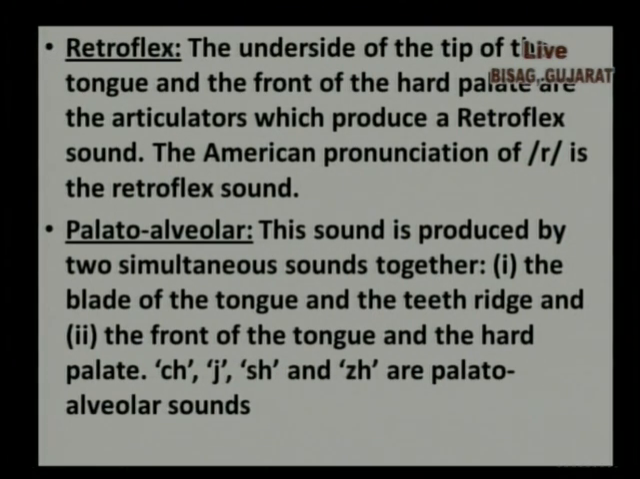The examples of these sounds are ch, y, sh and j. Y is represented by the alphabet J, but that doesn't mean that it is pronounced as j. The pronunciation is y. So the four palato-alveolar sounds are ch, y, sh and j. Pranay, examples for all the four sounds.